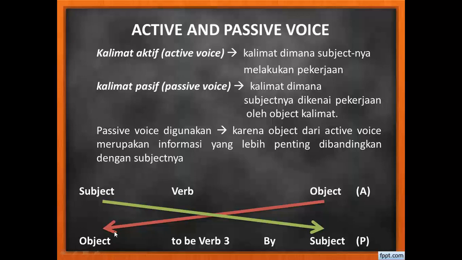And don't forget to change also the verb. For all verbs in passive voice, you must use verb 3. But before verb 3, you must put to be. To be here depends on the tense followed in your sentence. Okay, let's see the examples.